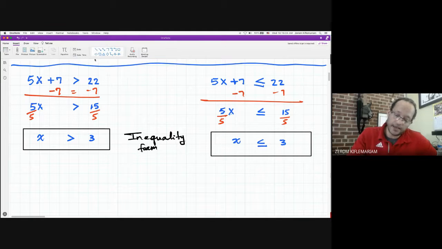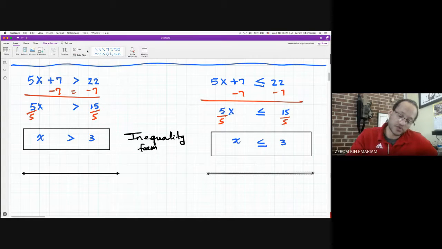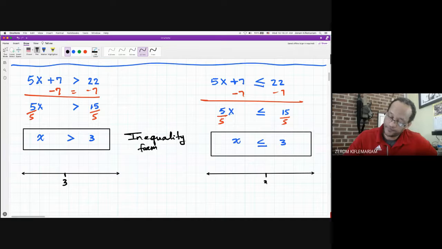But if I come back and look at a number line, at this time, I'm not interested in writing every other number. The only number I'm interested in is the number 3. So number 3 would be dead in the center. The other two that I'm interested in would be negative infinity and positive infinity.